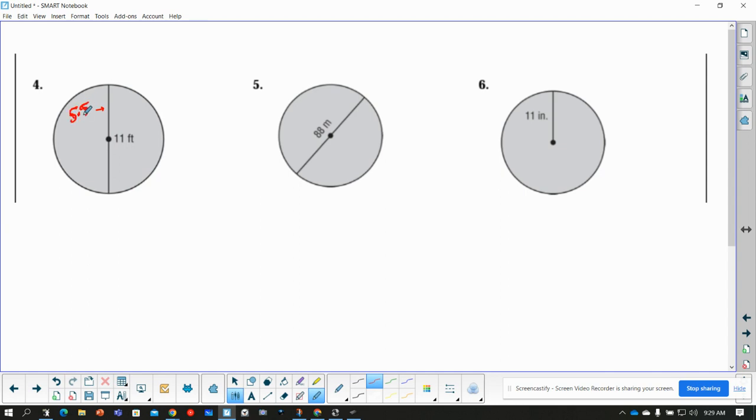Half of 88 is 44. That's the radius for this one, and this one is 11. So pi times 5.5 squared, pi times 44 squared, and pi times 11 squared. And then we'll grab my calculator here.